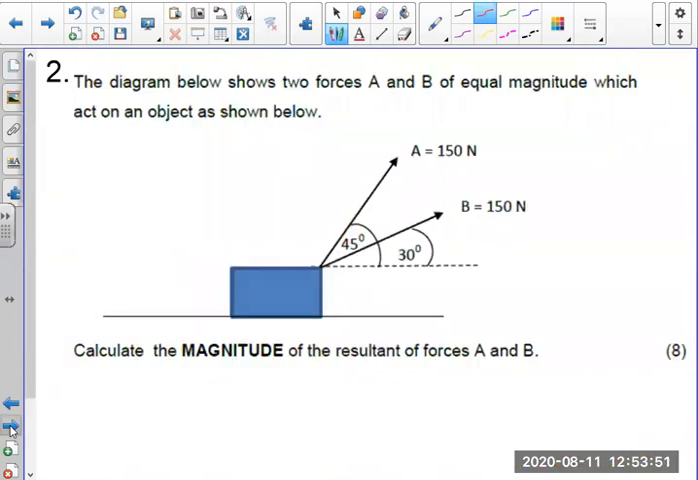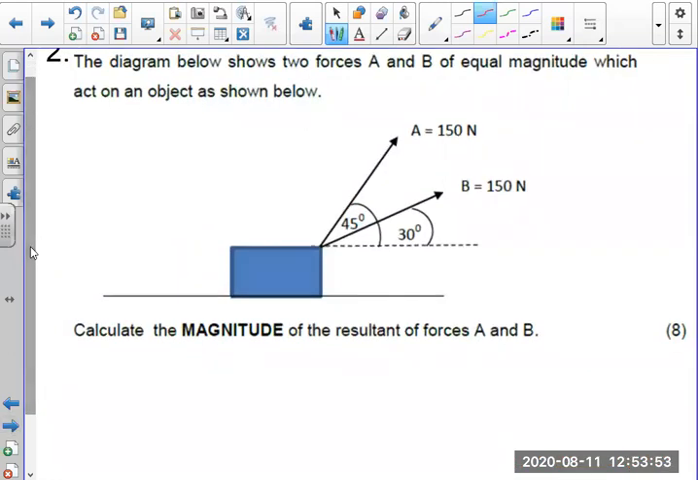You will see this one I got out of an old exam paper. This is how it looks. They say, the diagram below shows 2 forces A and B of equal magnitude which act on the object as shown below. And then they say calculate the magnitude. So now they don't want you to use tan at the end. They just want you to work out the magnitude of the resultant force of A and B, as you can see there. Now let's follow the steps.